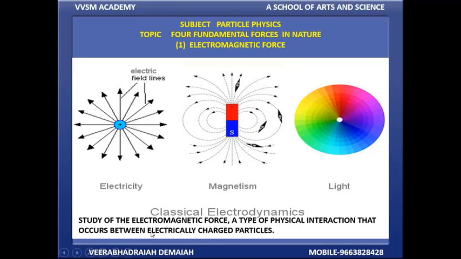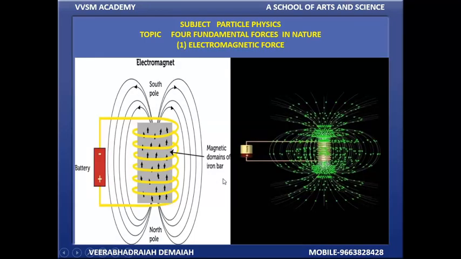Classical electrodynamics leads to the study of the electromagnetic force, a type of physical interaction that occurs between electrically charged particles. Electromagnet: as you know, an electromagnet develops the magnetic domains of an iron bar. It creates a magnetic field and hence the lines of force.